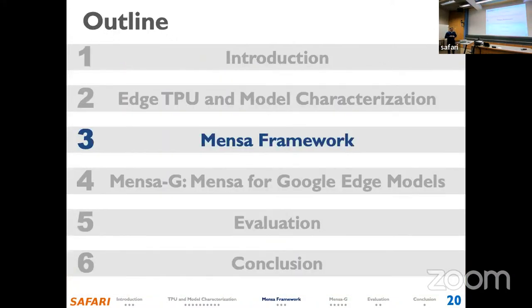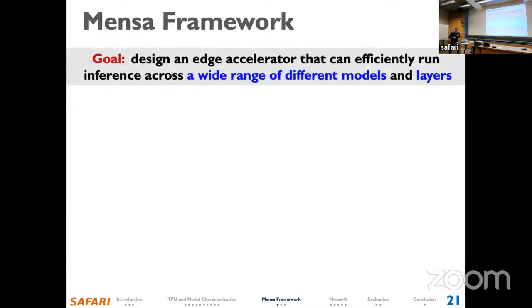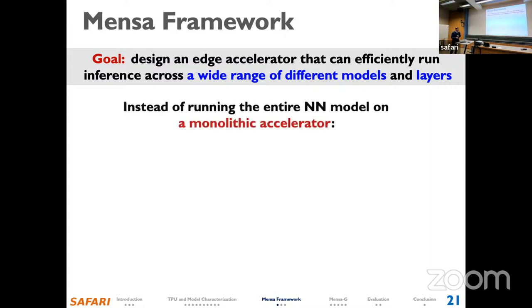Now I'm going to talk about our solution to solve this problem. Is there any question so far? Okay, good. So our goal is basically to provide a framework to design neural network accelerators that can cater for different models with different properties, and also for different layers with different properties inside the model itself.